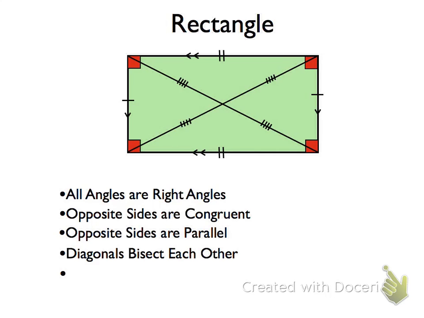Diagonals bisect each other. Diagonals are congruent. So these diagonals have the same length. So let's say both of them are 20. So if this is 20, then each piece here and here are 10, as well as this and this are 10. Okay?